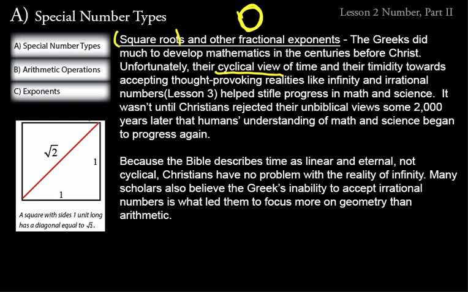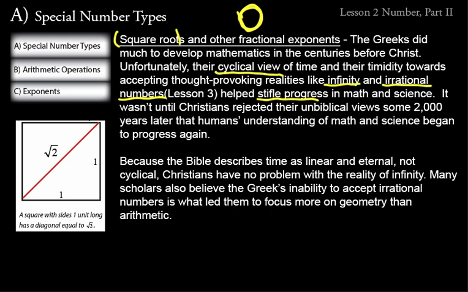And they shied away from accepting thought-provoking realities, things that are hard to understand but are real, like infinity or eternity. The Bible talks a lot about eternity. Like irrational numbers, which don't make a whole lot of sense sometimes, where the decimal pattern doesn't repeat itself. And we'll talk about those more in lesson 3. But their timidity towards those kinds of things helped stifle the progress in math and science.